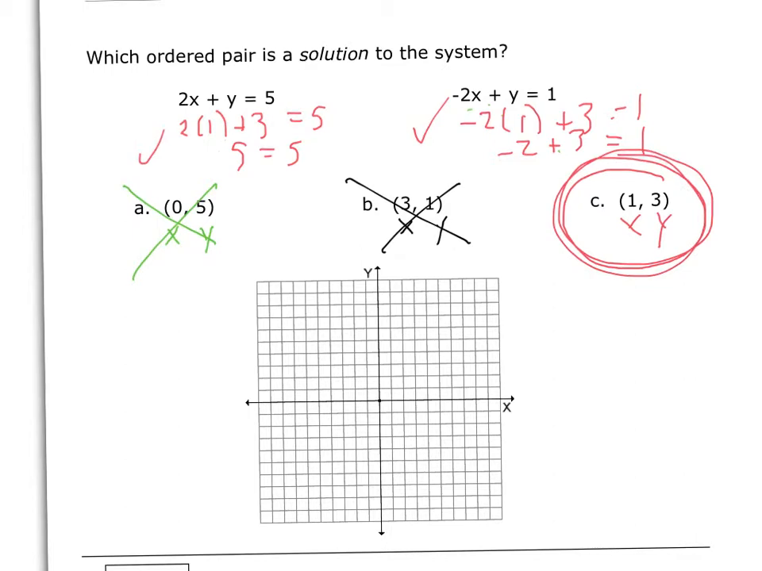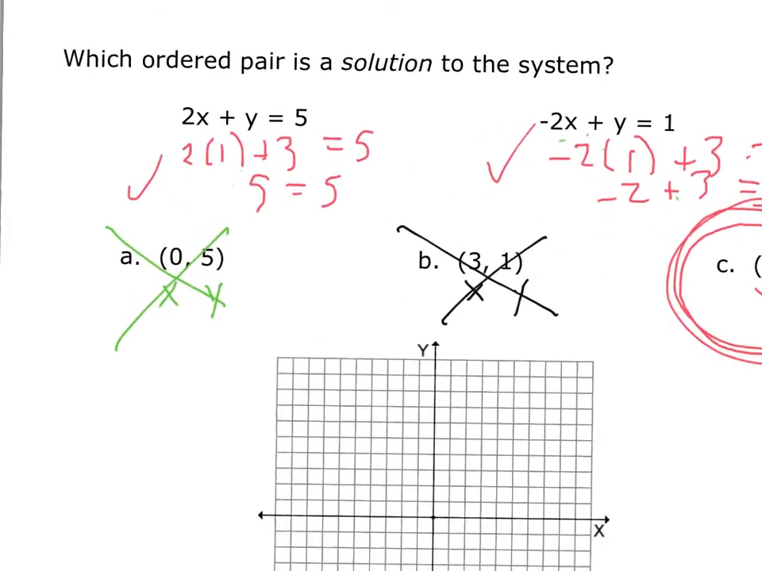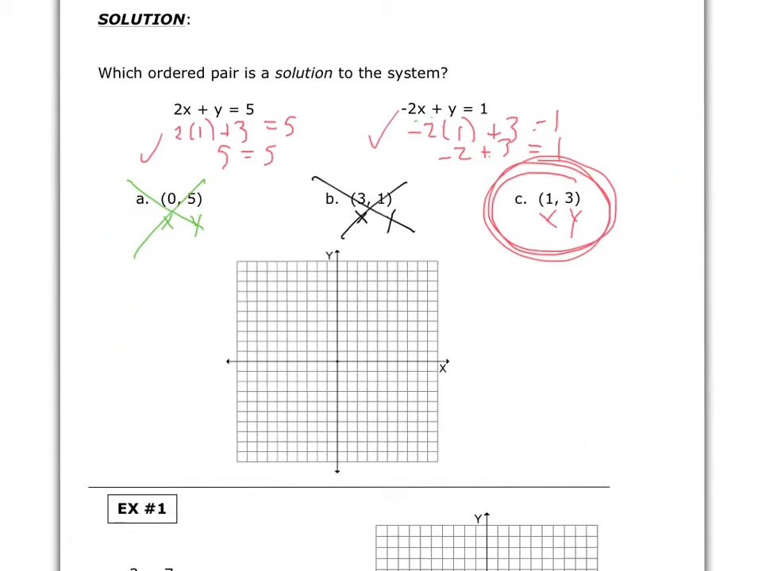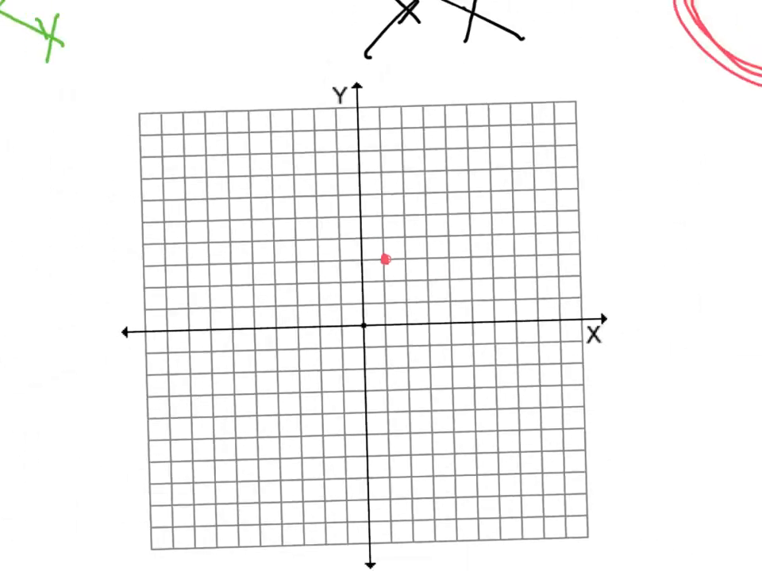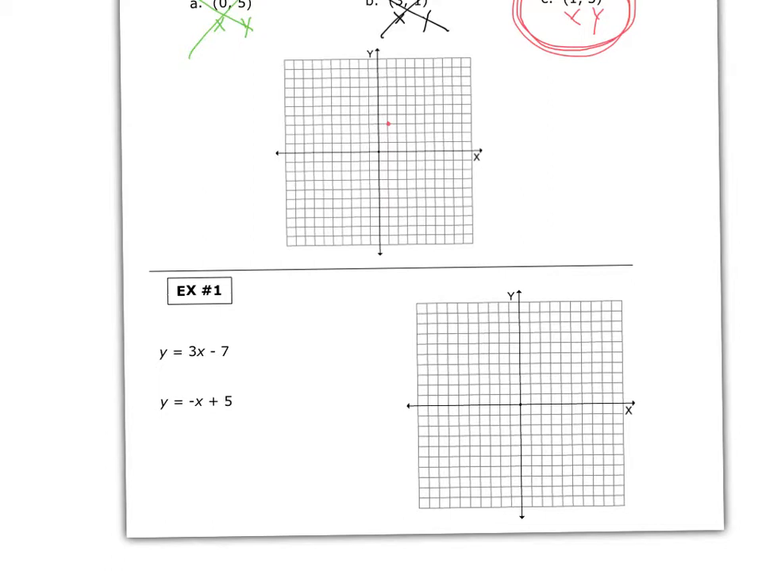Okay, now, if we wanted to graph this, how would we do that? Well, you would need to solve for y on both of these, get y by itself, and then you would need to graph it. And if you graph those, the lines would in fact intersect at 1, 3. So at 1, 3, those lines would actually intersect if we graphed them. Okay, let's try one more system here and see what we get.